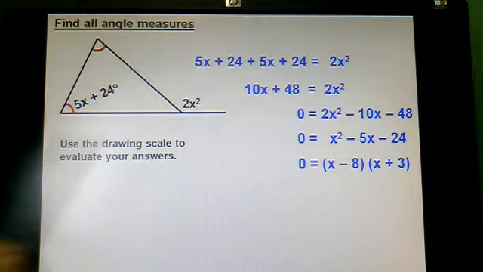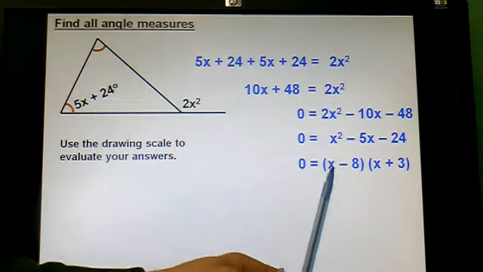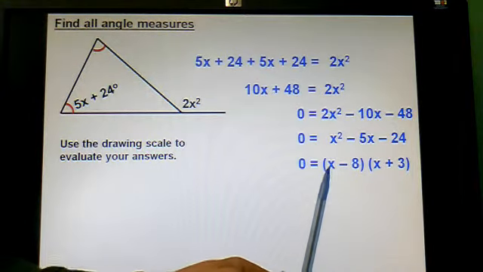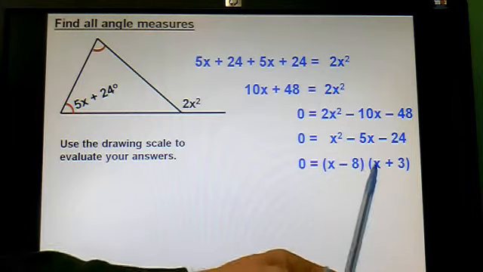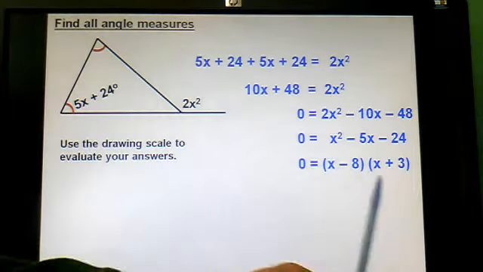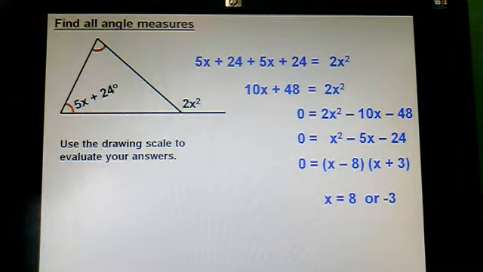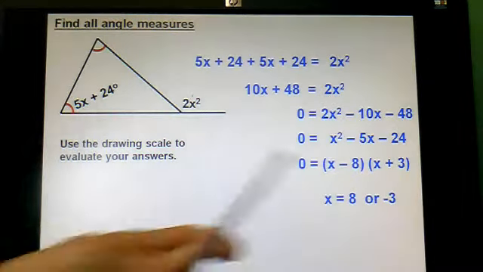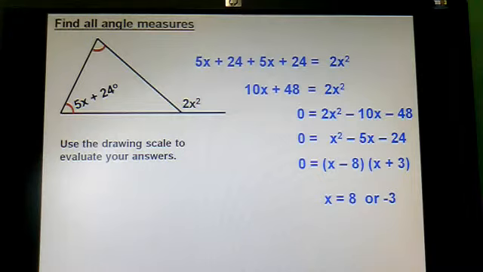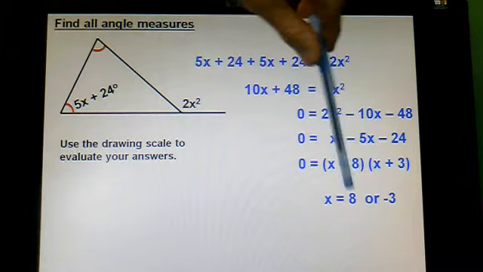And we've set this whole thing equal to 0. What value would you plug in there to make this equal 0? Positive 8. What value would you plug in there to make this factor equal to 0? Negative 3. So there's your two solutions. Now, if you plug them in, they both work. Mathematically they work. Visually they don't work. This is an obtuse angle. Only one of these creates an obtuse angle.